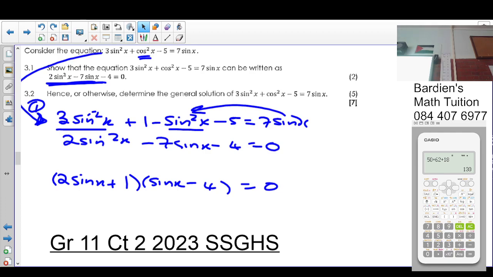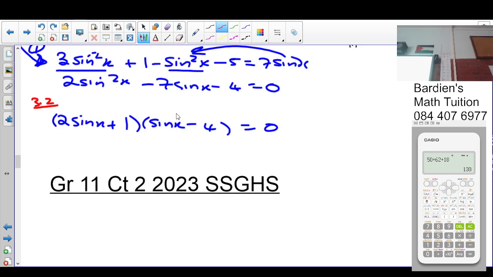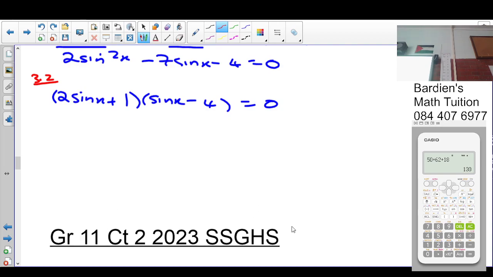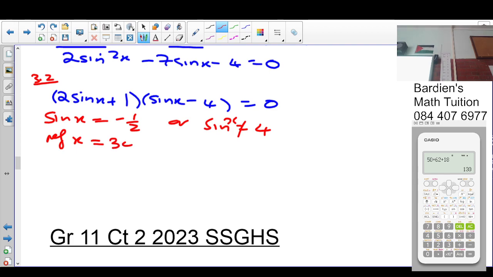People, in 3.2, the question says hence or otherwise determine the general solution. So in order to determine the general solution, I'll factorize that there. Set each one equal to 0, so sine x is equal to negative half, or sine x is equal to 4. If I go arc sine of 4, no solution. So we say reference angle x is equal to arc sine of a half, which gives me 30 degrees. That's also a special angle.